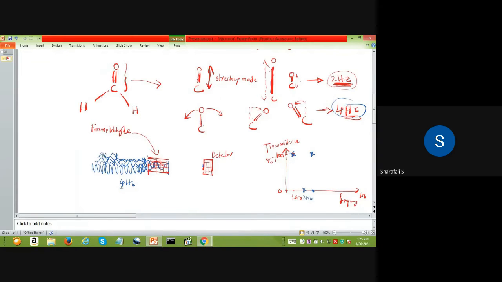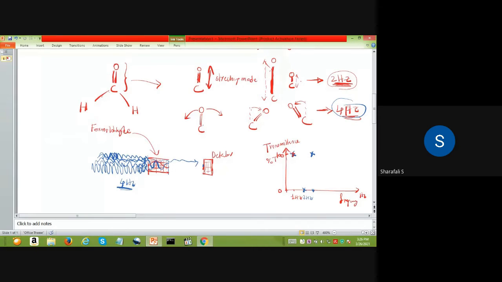So all these photons will have the same frequency, that is 4 hertz. But the number of photons coming is different. All those photons will not interact with this carbonyl group. Some of those photons will not interact with the carbonyl group, and those photons can come out and be detected at the detector.